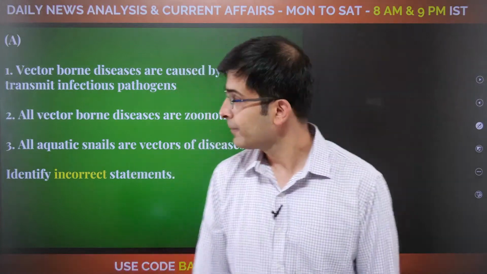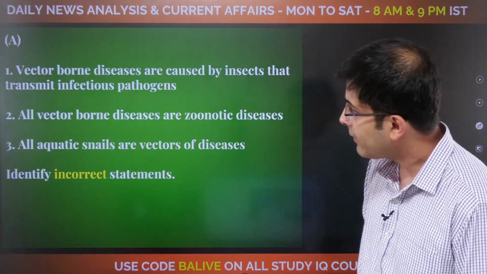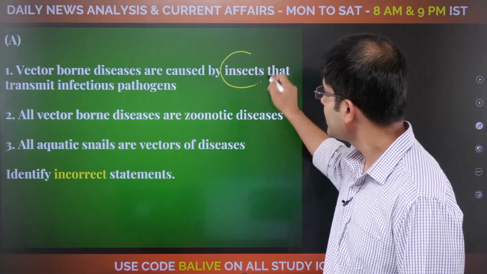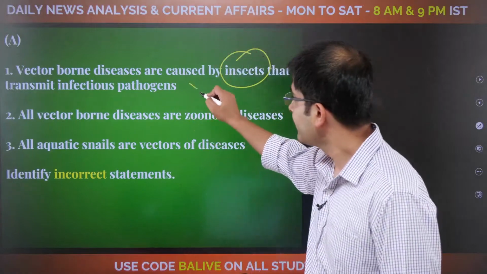So the first question I had was, vector-borne diseases are caused by insects that transmit infectious pathogens. Well, not just insects. We are looking at mammals also. We are looking at all sorts of vectors. It's not just arthropods, as we had discussed. So this is incorrect.